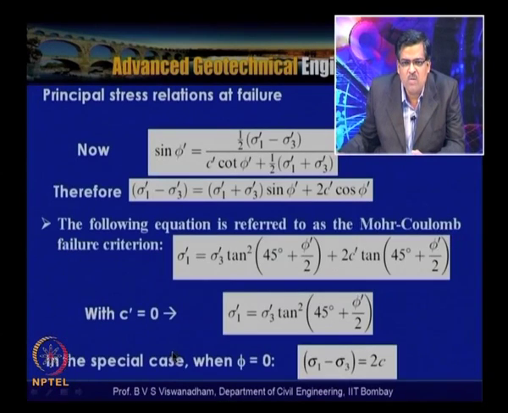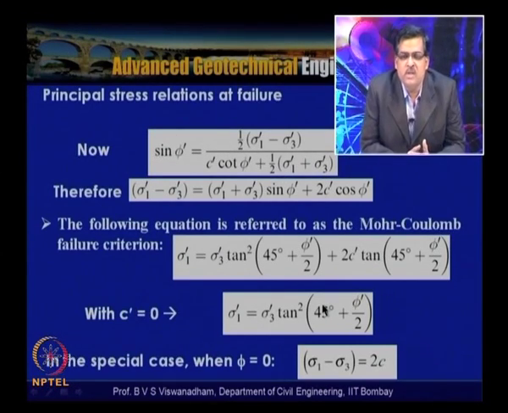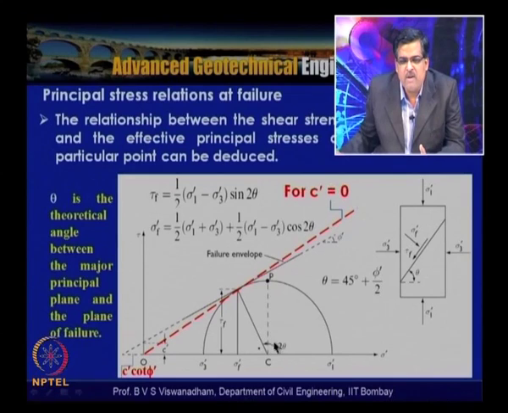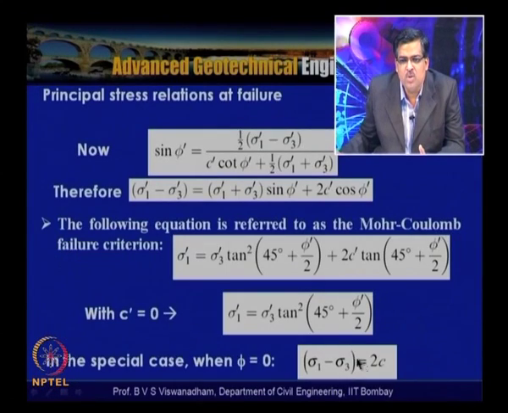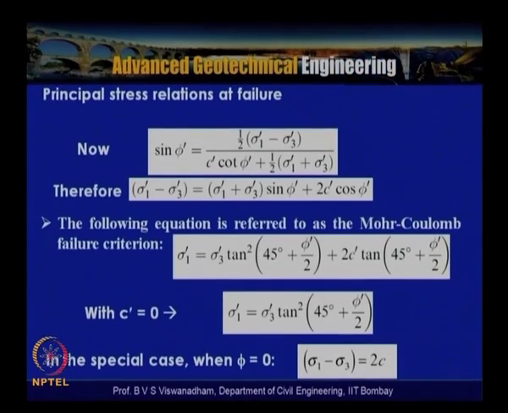So, with that what we get is that sin phi dash is equal to (sigma 1 dash minus sigma 3 dash) by 2 divided by (sigma 1 dash plus sigma 3 dash) by 2. So, this is when c dash is equal to 0, and these identities are valid for granular soils. But in the special case when phi is equal to 0, then sigma 1 minus sigma 3 is equal to 2c. So, when phi is equal to 0, sigma 1 minus sigma 3 is equal to 2c.